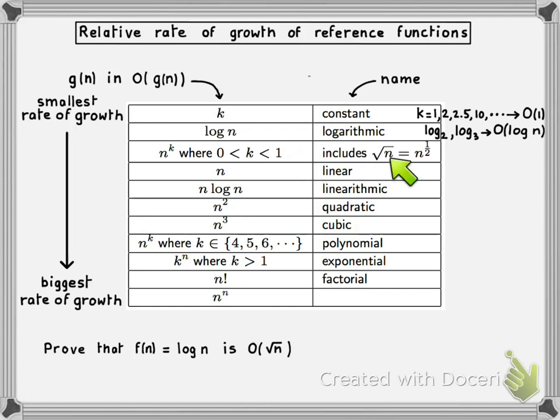So the message here is that from now on I will assume that you know this table and the order of the rows in this table by heart, and the rest of the lecture, or at least the next couple of segments, will be examples of how to use this table to prove big O relationships of arbitrary functions.